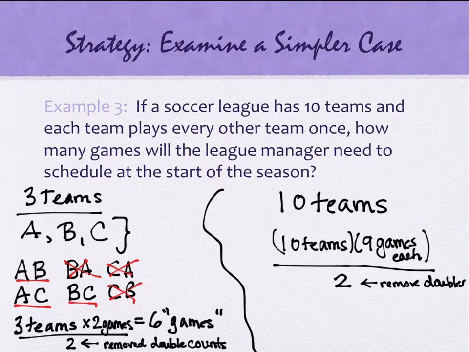So what is 10 times 9? 90. And 90 divided by 2? 45. So it's 45 total games.